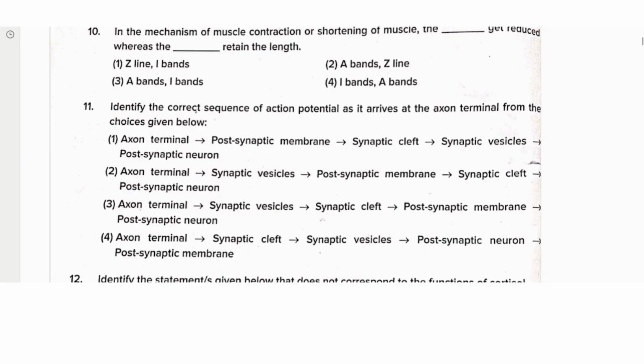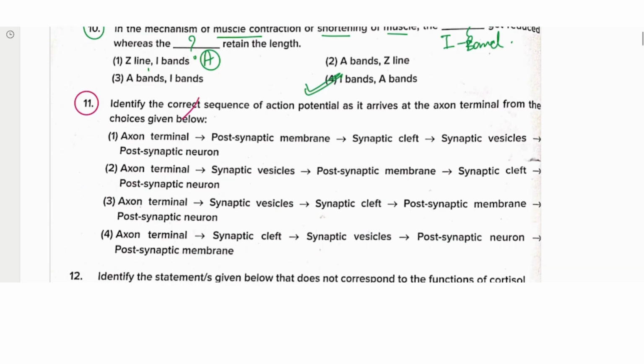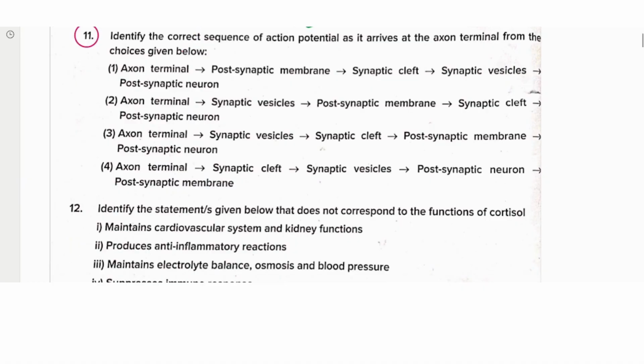Then question number 10 is, in the mechanism of muscle contraction and shortening of the muscles, which one gets reduced whereas which one retains the length? The I band was reducing during the contraction, and the A band was retaining the length. Okay, so we can go with the fourth option. Now the next question is question number 11. Very simple one, because you have already studied this in the 11th, and then again here you are studying the human physiology.